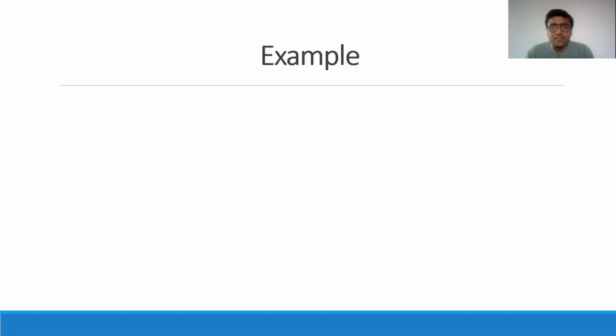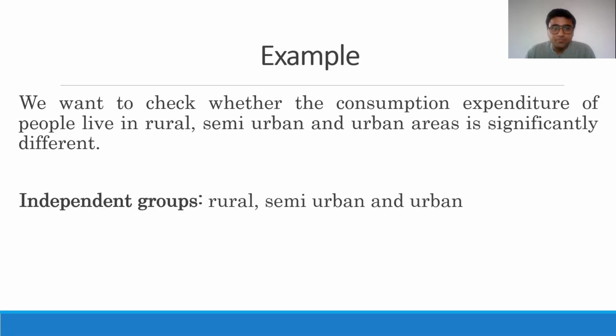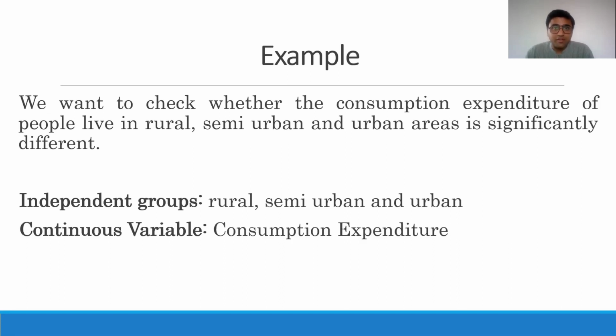Let's understand it with the help of an example. Suppose we want to check whether the consumption expenditure of people living in rural, semi-urban and urban areas is significantly different. So here we have more than two independent groups. The first group is people living in rural area. Second group is people living in semi-urban area. And third group is people living in urban area. The continuous variable is consumption expenditure.